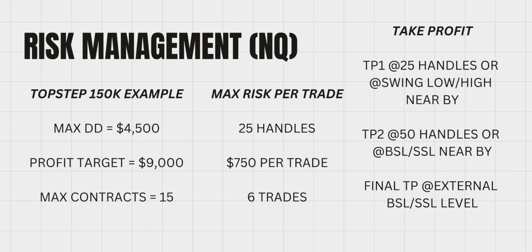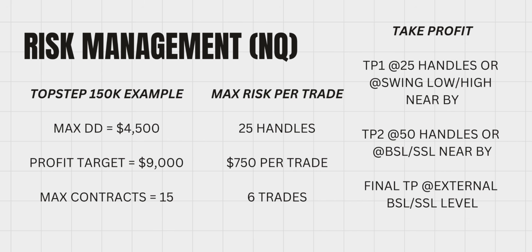Now, your max risk per trade should be no more than 25 handles. So that will give you around $750 per trade, right? And not all trades are 25 handles. Sometimes I'm risking 15. So really, you could size up on opportunities where you're not risking 25 handles. This would give you around 6 trades to blow the account, okay? And I've never taken 6 trades that have resulted in a loss in a row. It's very hard to do. So this should give you enough trades for you to pass your evaluation account and get funded.